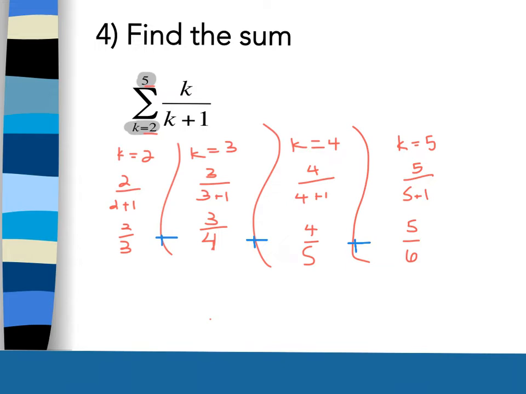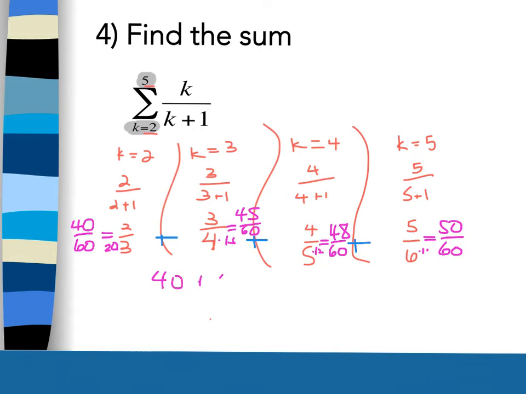Okay, so we've got to change these so they all have 60 as a denominator. So I'd have to multiply this by 20, which means this is 40 over 60. Multiply this times 15, which means that's 45 over 60. This times 12, which means that's 48 over 60. And this times 10, which means it's 50 over 60.